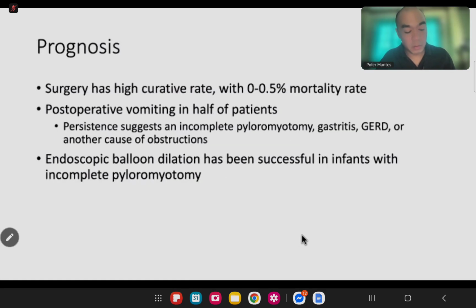It's highly curative with surgery, with a very, very low mortality rate. But you still have to observe the patient for post-op vomiting, which suggests an incomplete pyloromyotomy. Perhaps there's gastritis or reflux disease, and so you can give a proton pump inhibitor for these cases. And in some cases where incomplete pyloromyotomy happens, a balloon dilation via endoscopy may be done and is proven to be successful.